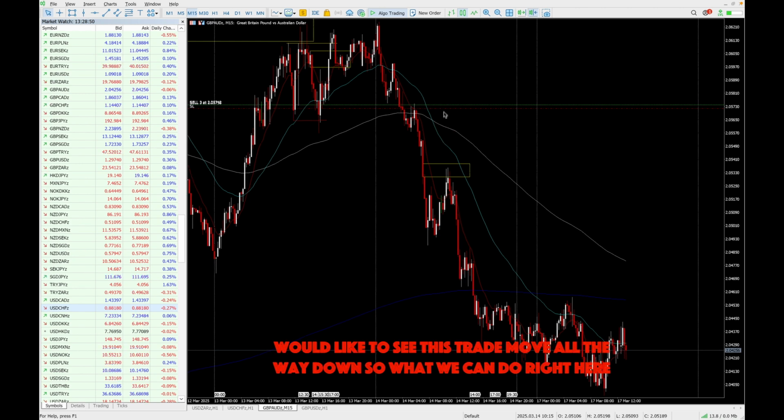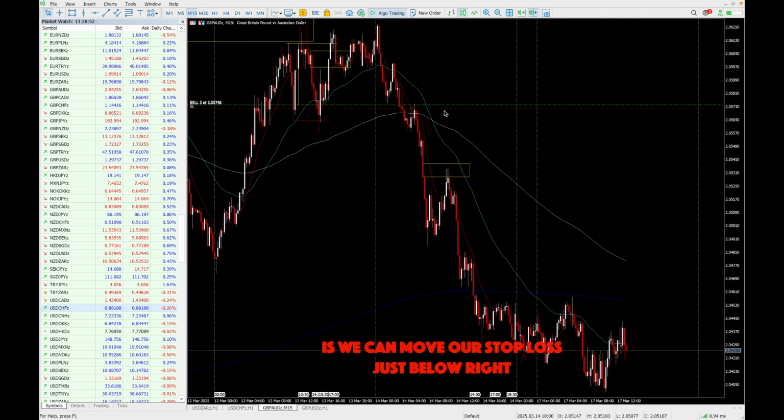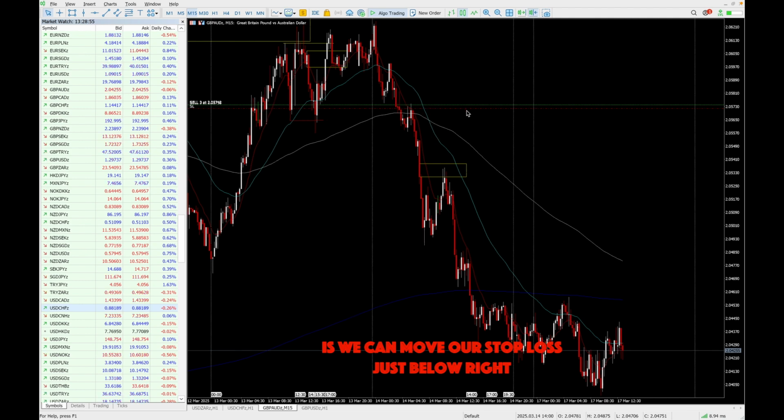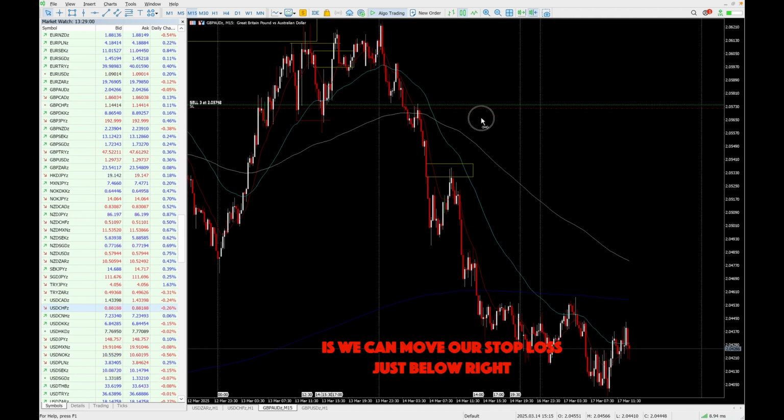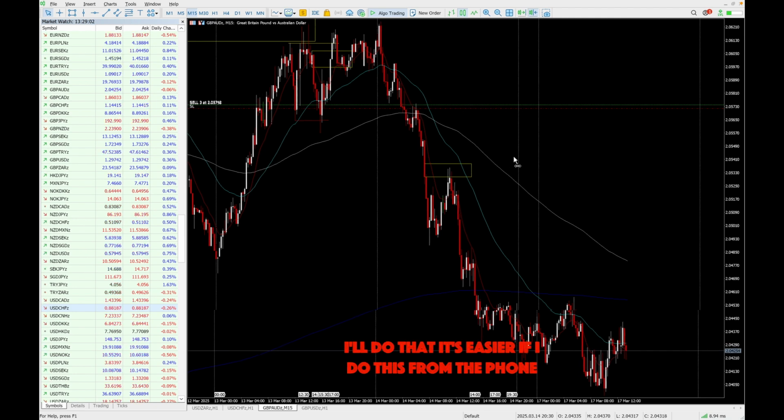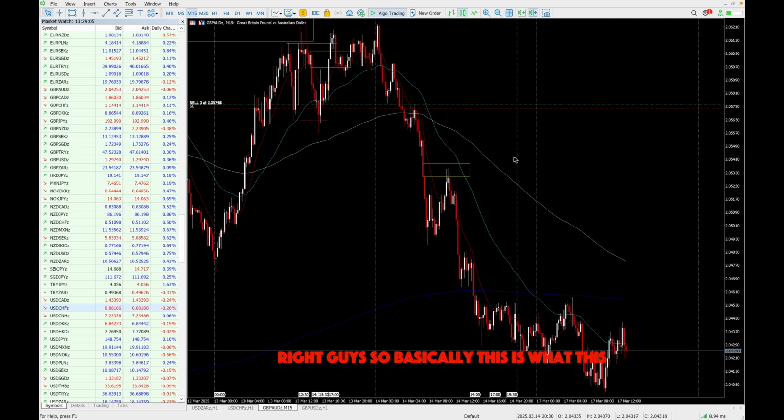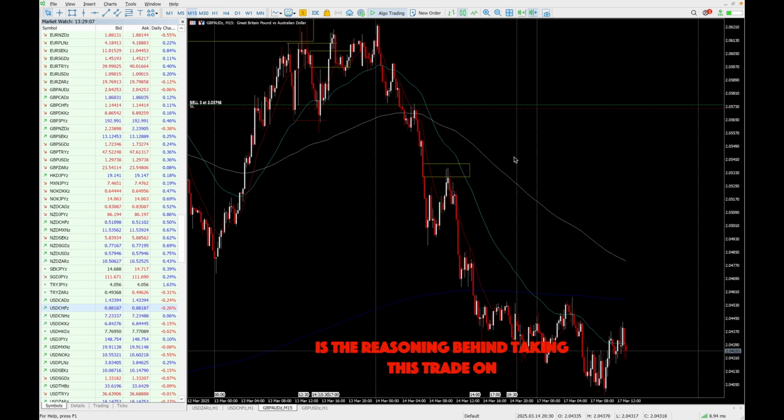So what we can do right here is we can move our stop loss just below, right? I'll do that. It's easier if I do this from the phone. All right, guys, so basically this is the reasoning behind taking this trade on GBP AUD. So we will see how this trade actually plays out, and if it reaches our target. But this is now a stress-free trade, as we've already secured some profits on this, right?